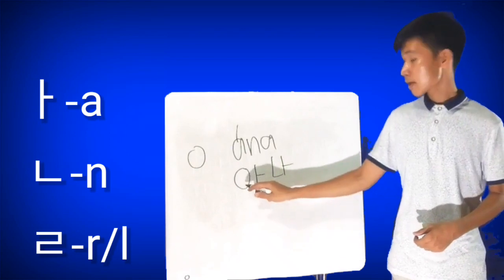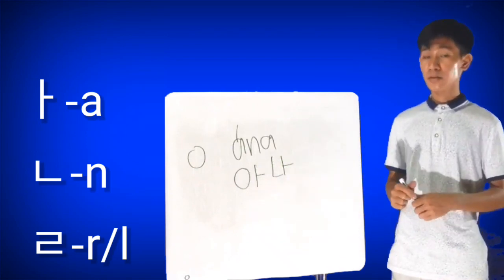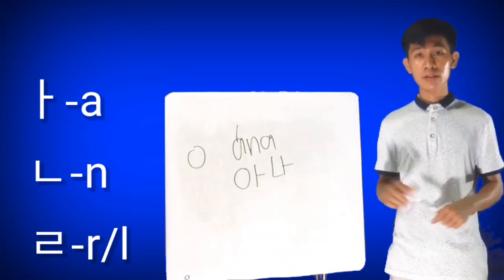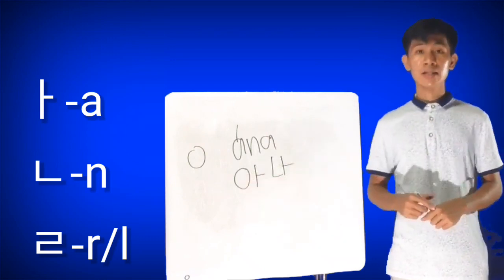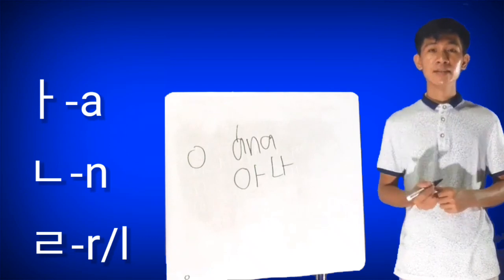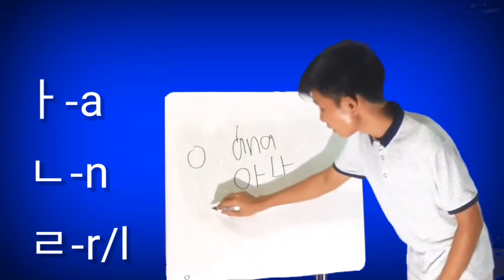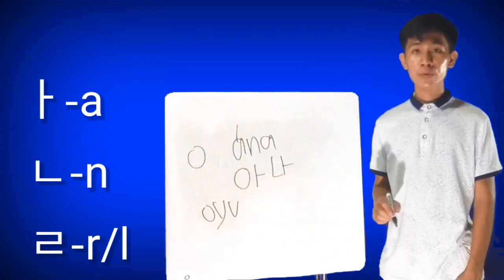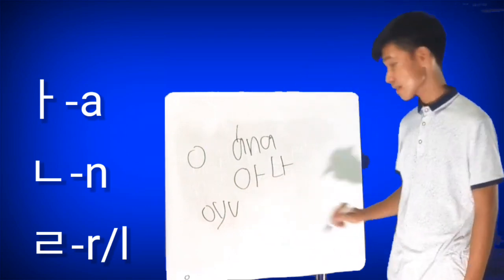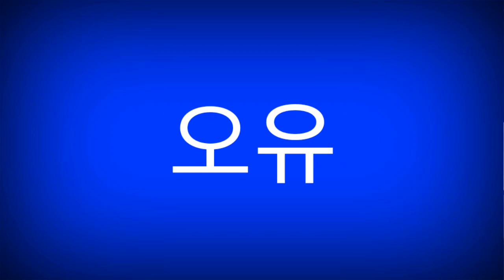This consonant has a lot of names like zero consonant, placeholder, or vowel indicator. But let's call this ieung. Let's have another example. Uyu. So it should be written like this. We have to put this ieung consonant or zero consonant at the beginning of the vowel. So it should be written like this.